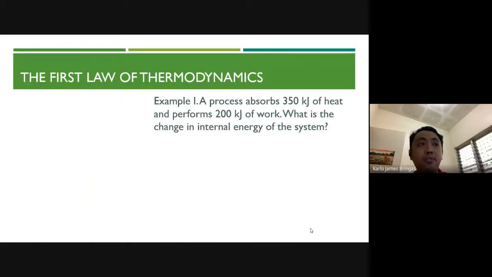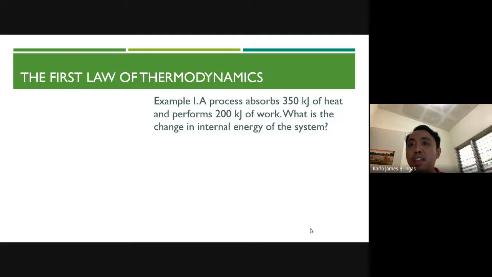So let's try to analyze the phrase absorbs 350 kilojoules of heat. Based on that phrase, what do you think? Is heat positive or is it negative? When it absorbs heat, any idea what the answer should be? You can turn on your mic or just type in the chat box. So what is the sign of Q, since it says here absorbs 350 kilojoules of heat?